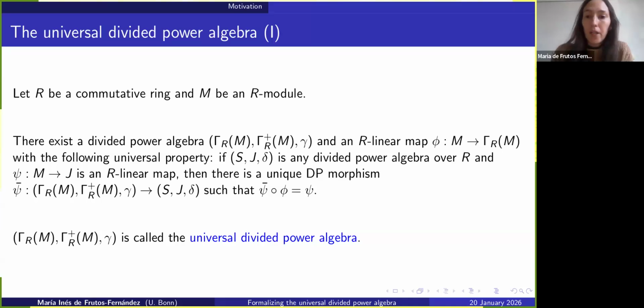If we now have any other divided power algebra S, J, delta, where S is an R algebra, and we also have a map from the module M to the ideal J, which is R linear, then there is a unique divided power morphism from this universal divided power algebra to the divided power algebra S, J, delta, such that the obvious diagram is commutative. And this triple is called the universal divided power algebra.